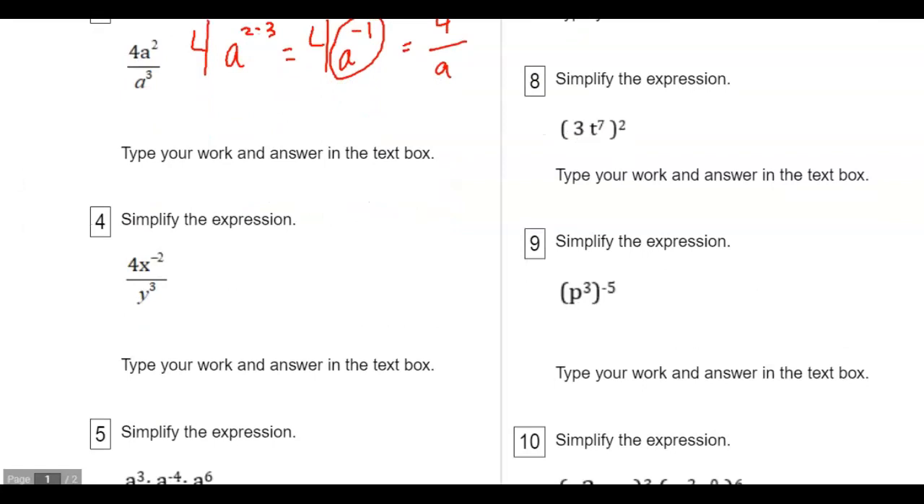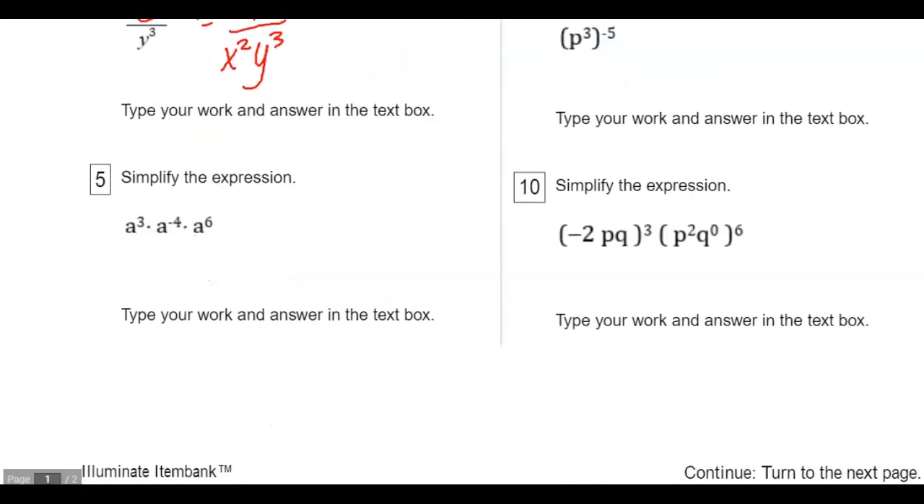Okay. Number 4, this is negative, so that goes to the bottom. The 4 stays on top. X squared, y cubed. Number 5. When there are a lot of you, the biggest mistake that people made here is that they wanted to multiply these. So a lot of people got 72 as a part of your answer. 72 is not a part of your answer because that would be multiplying.